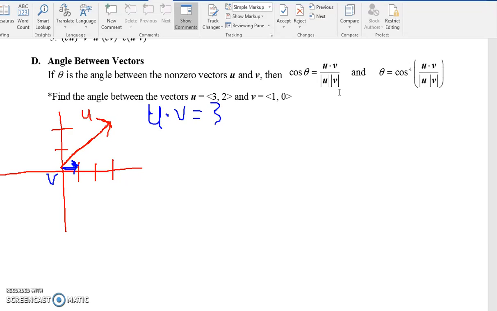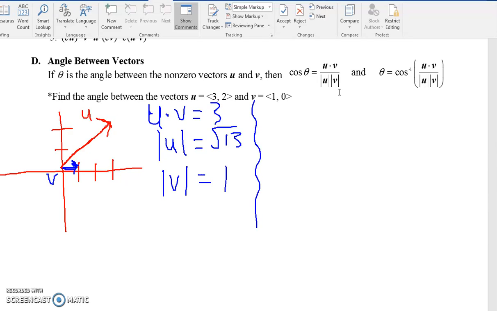Okay, we need to know the magnitude of u. And that ends up being the square root of 13. And then we also need, what else do we need? We need the magnitude of v. And that just happens to be 1. Okay, so we need to know those three things as we set up our work here. Now that I have those three things, it's just a matter of plugging stuff into my formula. You can use either one that we have there. I'll just use the more basic, the first one, probably the one you can find in your book.